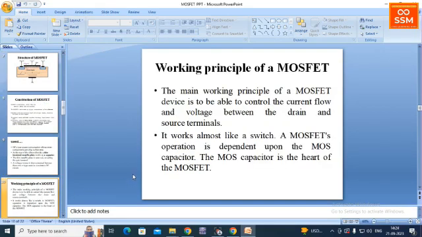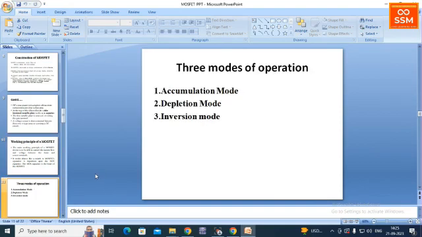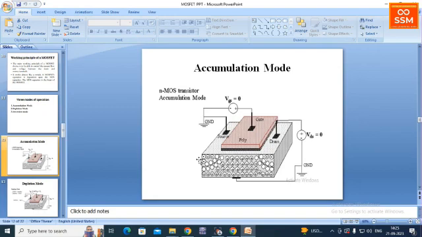That is the main thing. The MOSFET mainly depends on the gate terminal and the capacitance effect present on the gate terminal. Generally this MOSFET operates under three modes: accumulation mode, depletion mode, and inversion mode. First, coming to the first mode, accumulation mode.